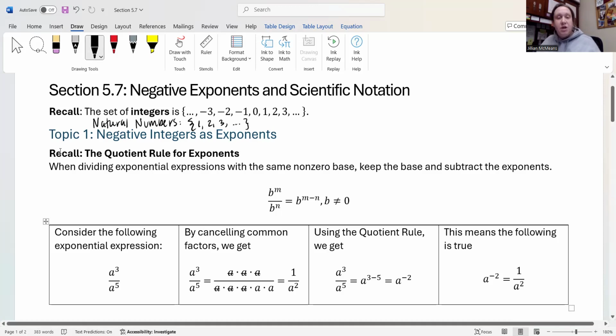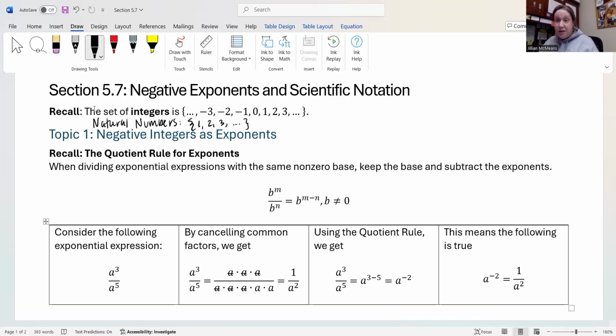Okay, so topic 1, negative integers as exponents. That just means now our exponents can be negative. Before they couldn't. Now we're going to say, okay, we have these negative exponents. How do we deal with it? How do we make them positive? That's what this is going to show us.